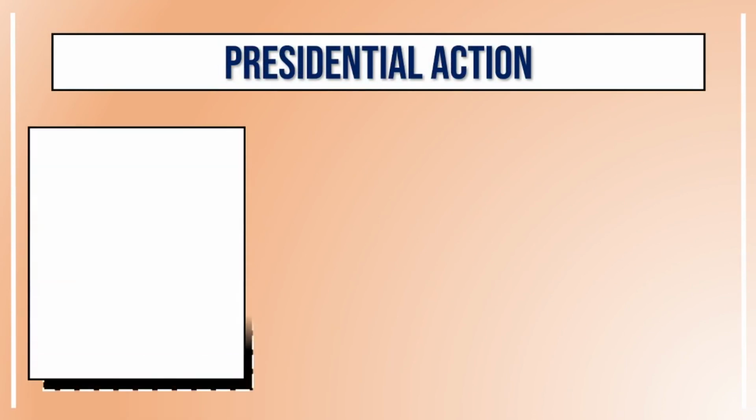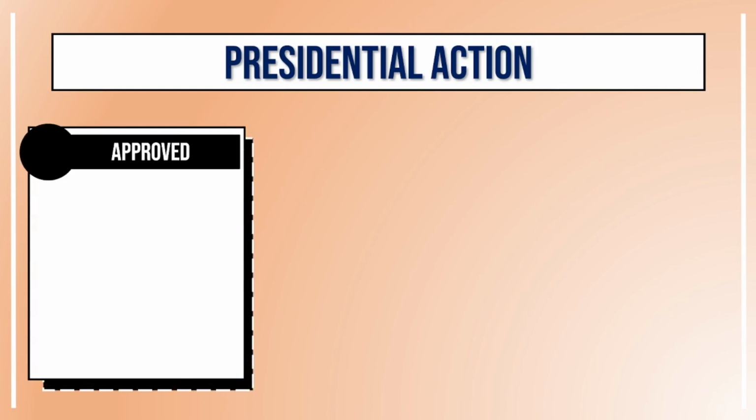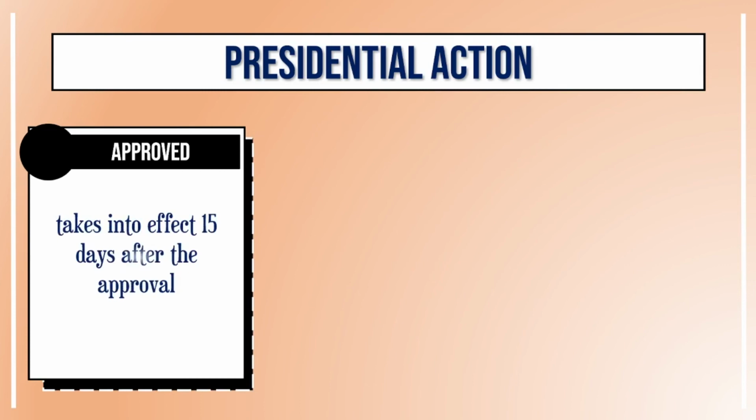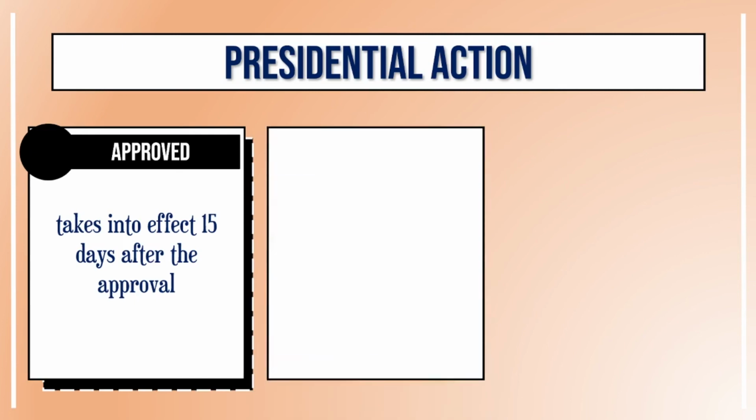Presidential action. Once received by the office of the President, the bill can take one of 3 routes. First is approved. Once it is approved by the President, it becomes a Republic Act and takes effect 15 days after publication in the Official Gazette, or in at least 2 national newspapers of general circulation.